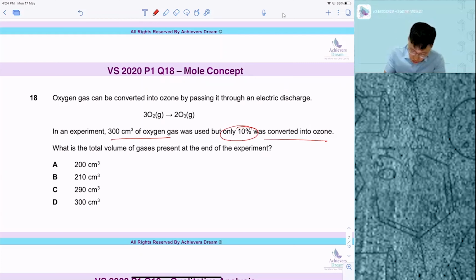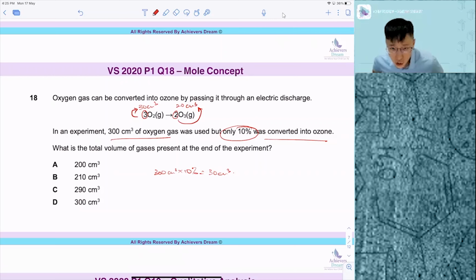So in this instance, I take 300 cm³ times 10% first, which means it's 30 cm³. So 30 cm³ is here. And over here, 30 cm³ was converted. So if this is 30, this will be 20 cm³, because if 3 parts represent 30, 2 parts represent 20. I can only use this concept if and only if my reactant and product are all in gaseous state.